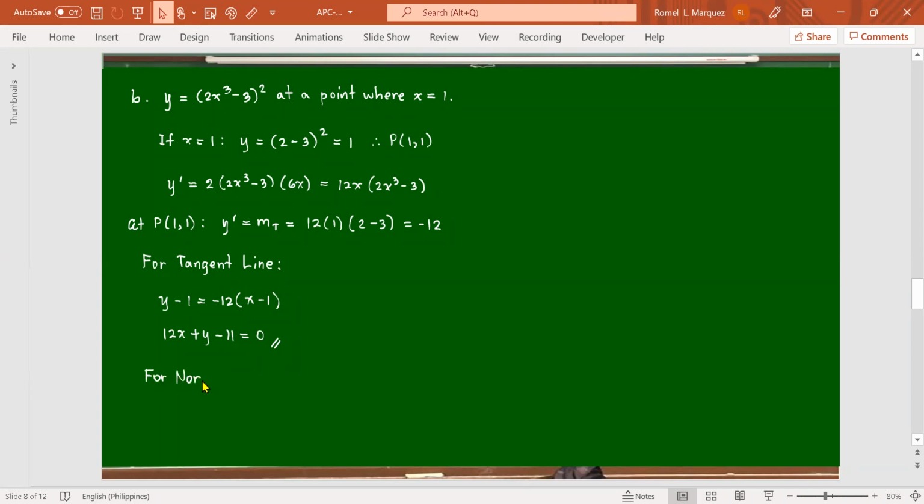Let's use the shortcut in finding the normal line. Guys, what's the shortcut? Interchange coefficients but negate the second one. So x minus 12y equals, substitute the point, 1 minus 12 times 1. So x minus 12y, then plus 11 equals 0. Any question with that, guys?